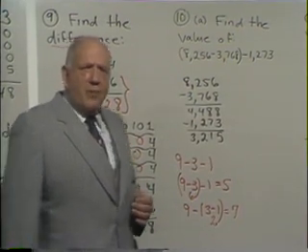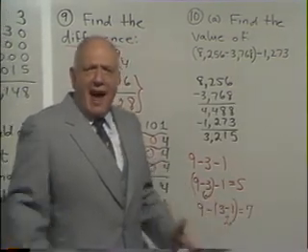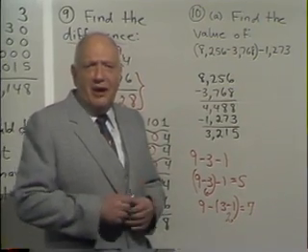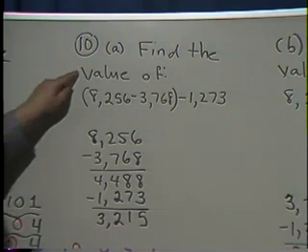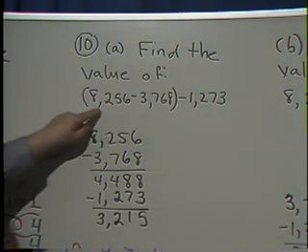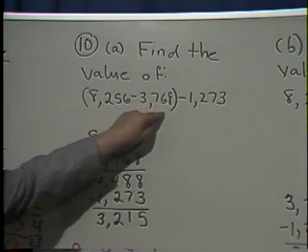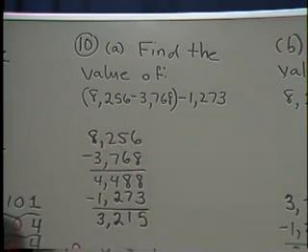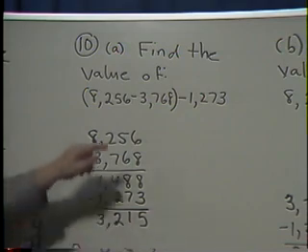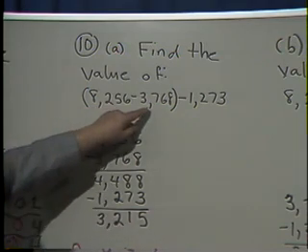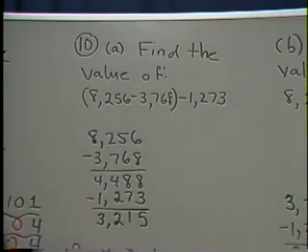You've got to use the grouping symbols here. And all I do in problem number 10 is give you the same principle, but to disguise it and elevate it a little bit more, I put in slightly bigger numbers. Problem number 10a says, find the value of 8,256 minus 3,768. Then I pause. You see the voice inflection problem, minus 1,273.